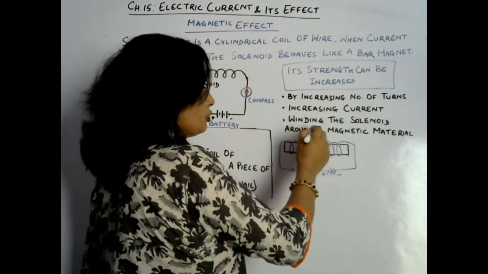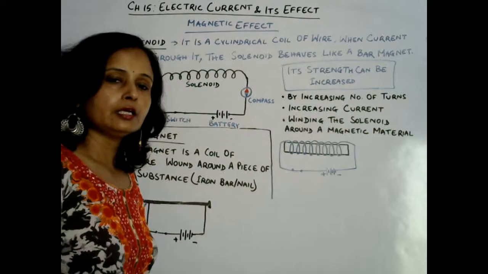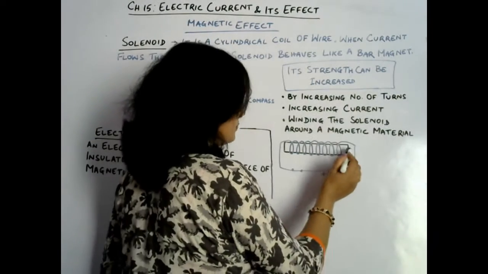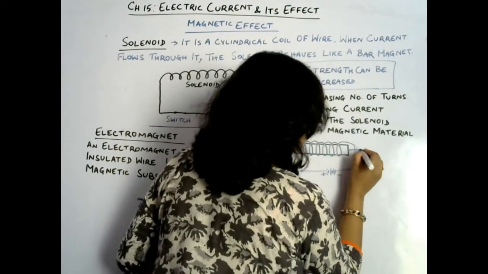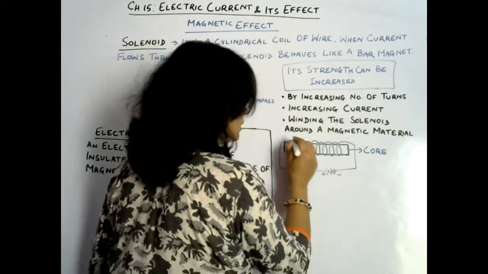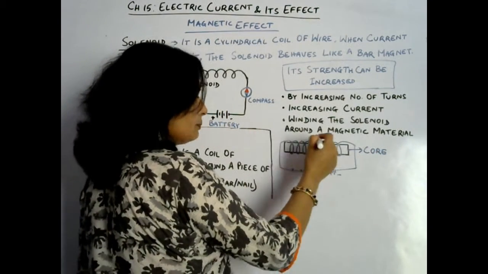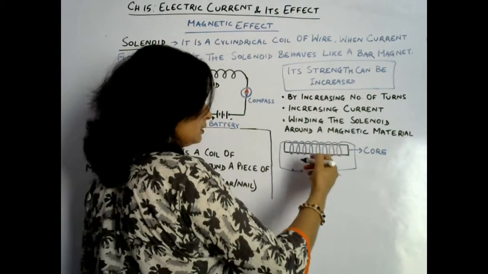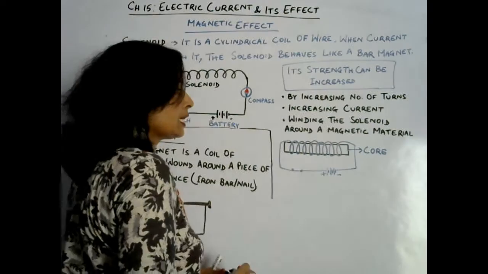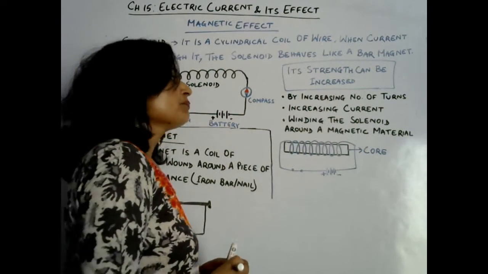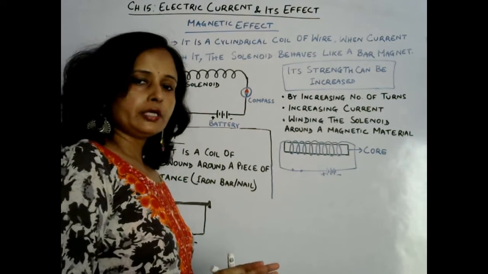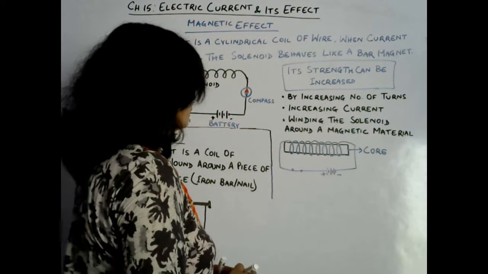And by winding the solenoid around a magnetic material. If we wind the solenoid around a magnetic material like this, it is called a core. This piece of iron is called the core. This is a magnetic material, a piece of iron. If we coil the wire around this iron piece, this magnetic material, then the effect of the solenoid will be increased. Okay, so in this way a solenoid can work.